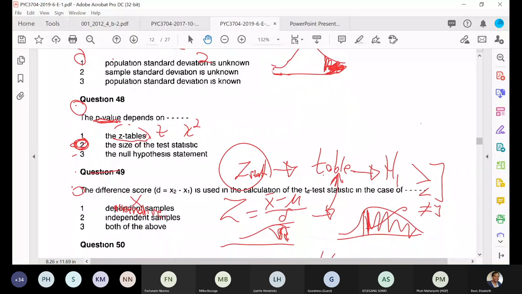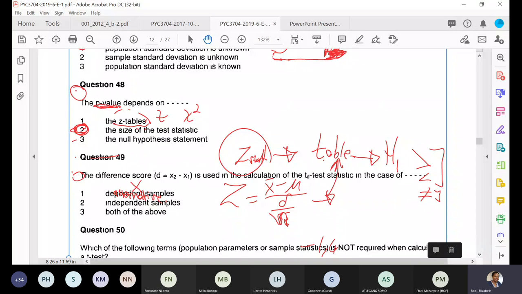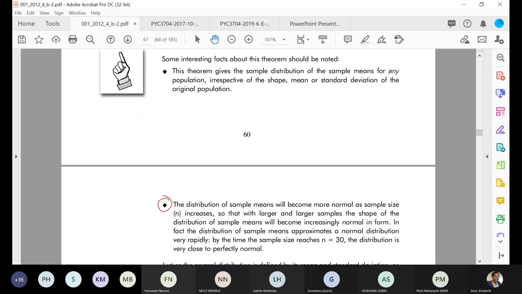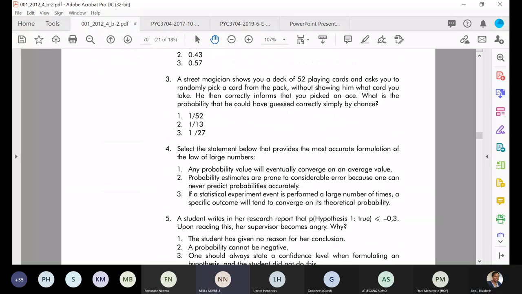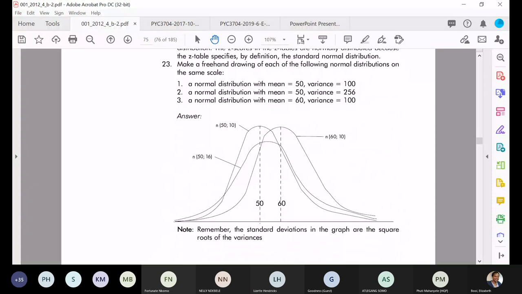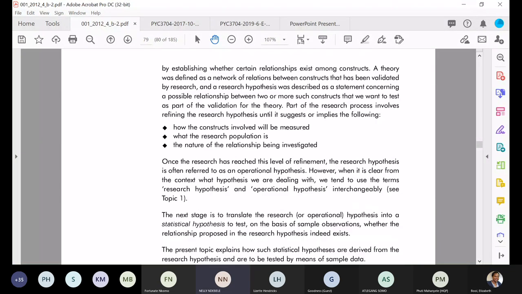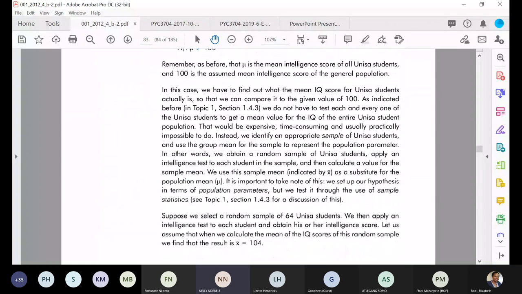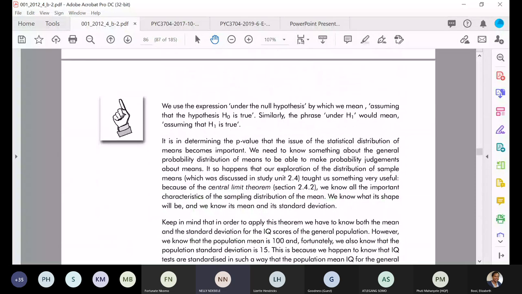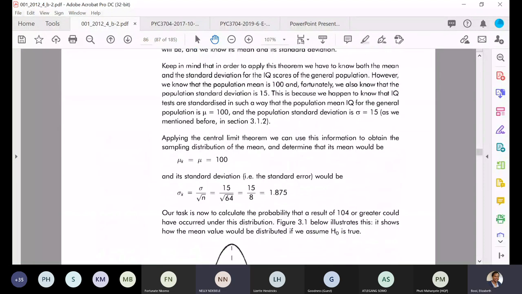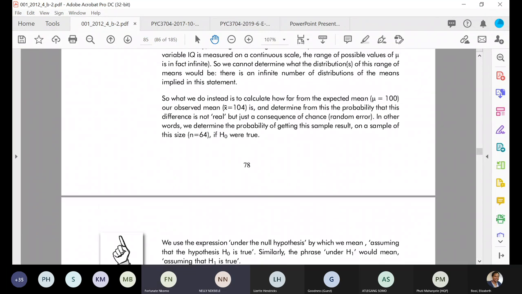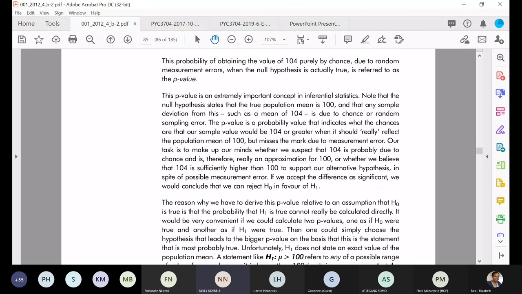Let's see if I can delete all this. Maybe for later, we can just check on page 78. Maybe we can do it as our homework, because it's talking about the null hypothesis and the value of the p-value. Page 78. That is talking about study 32. I think it's paragraph 3.